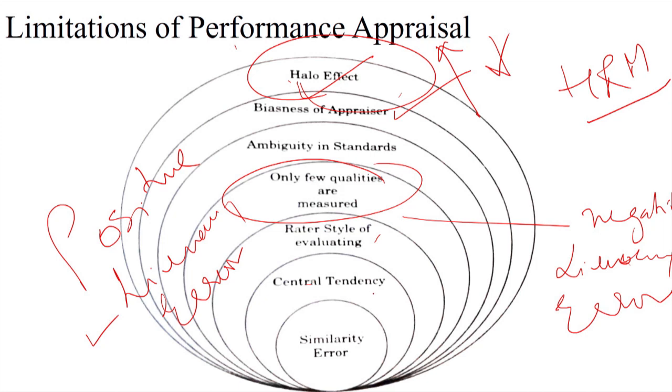Then another limitation of performance appraisal is related to the central tendency. This is one of the most common errors, my dear friends, which is committed in performance appraisal. Central tendency basically means we are giving average markings, or average ratings, to all the employees.